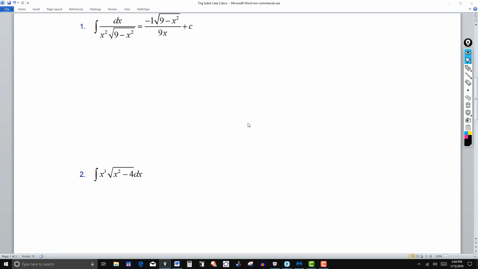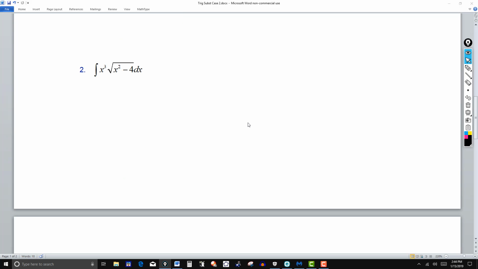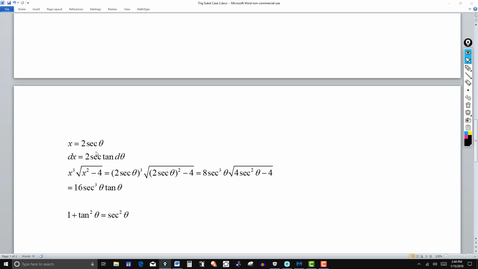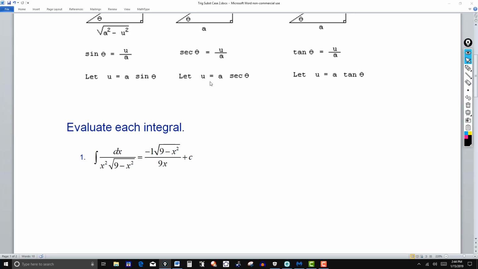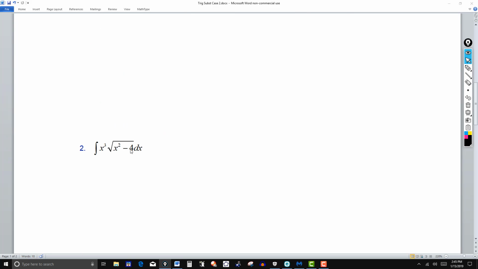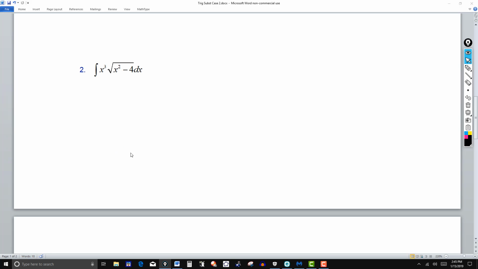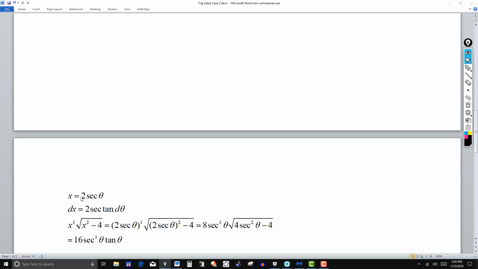So again, using the guidelines for case 2, we let x, in this case because that's the variable, equal 2 secant theta. The 4 would be the a squared in the formula, and the x would be the u. So x equals 2 secant theta, and then you take the differential of both sides. dx is equal to 2 secant theta tangent theta. I left out the thetas here, but this should be secant theta, tangent theta.